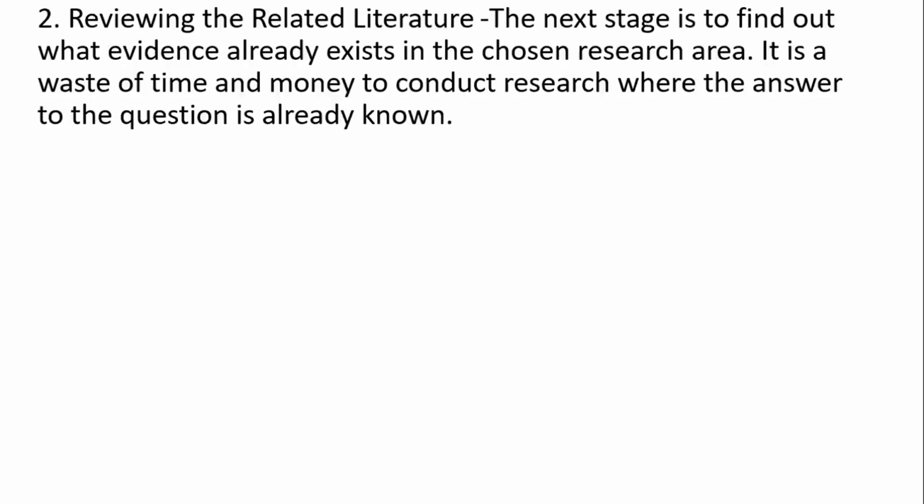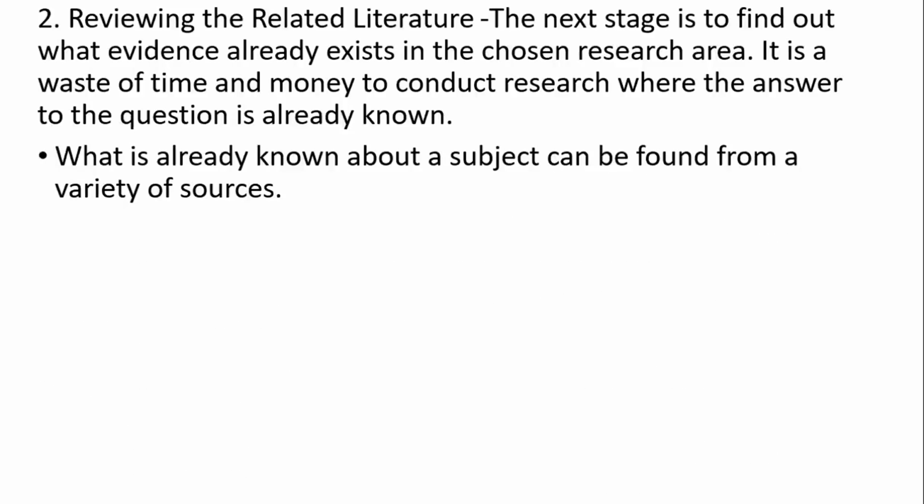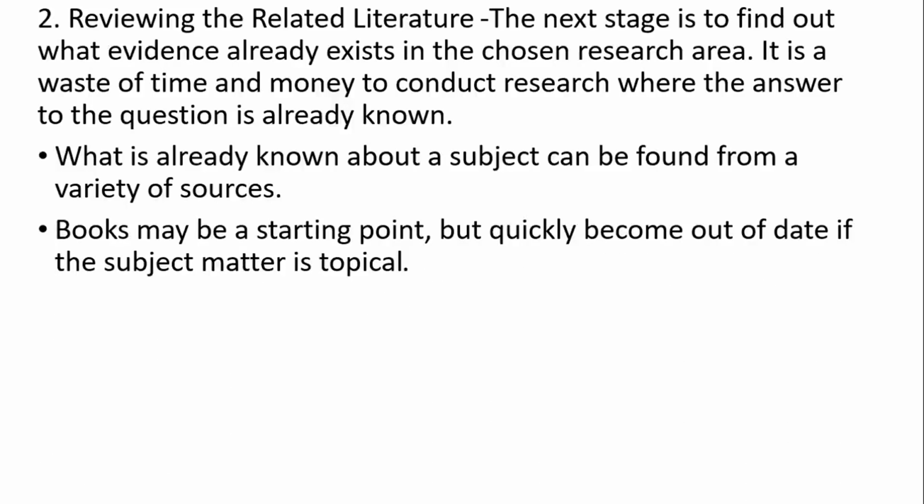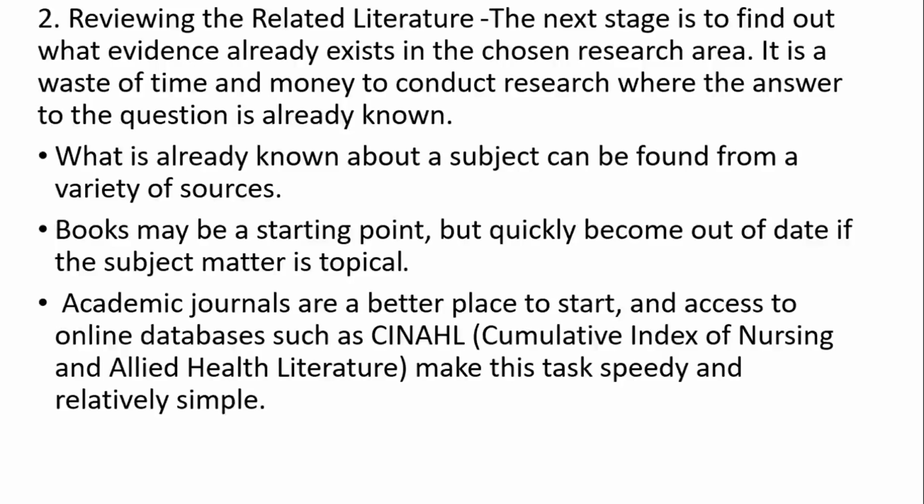Second is reviewing related literature. The next stage is to find out what evidence already exists in the chosen research area. It is a waste of time and money to conduct research where the answer to the question is already known. What is already known about a specific subject can be found from a variety of sources. Books may be the starting point, but quickly become out of date if the subject matter is topical. Academic journals are a better place to start, and access to online databases makes this task speedy and relatively simple.